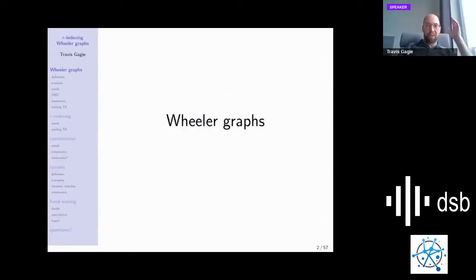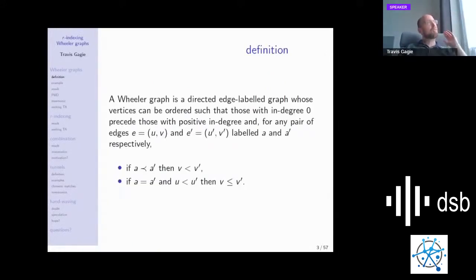So what are Wheeler graphs? Giovanni gave an invited talk at CPM a few years ago when we came up with them. A Wheeler graph is a directed edge-labeled graph whose vertices can be ordered such that those with in-degree 0 precede those with positive in-degree, and for any pair of edges (u, v) and (u', v') labeled a and a' respectively, if the edge label a is lexicographically smaller than a', then the destination of the first edge has to be earlier in the order than the destination of the second edge.